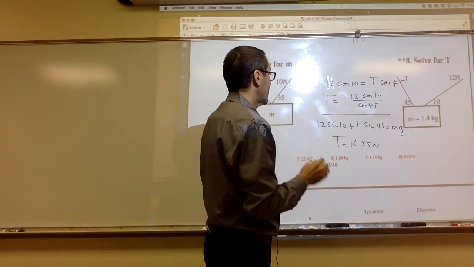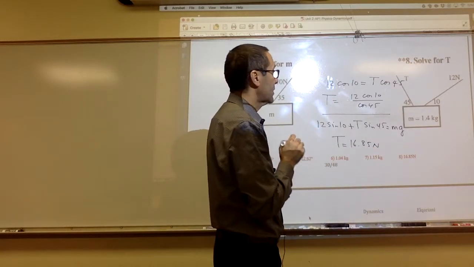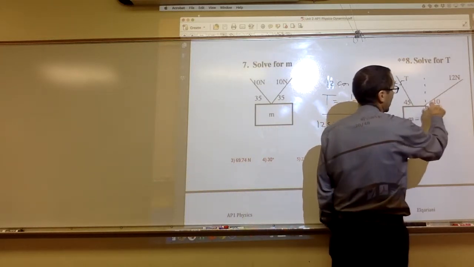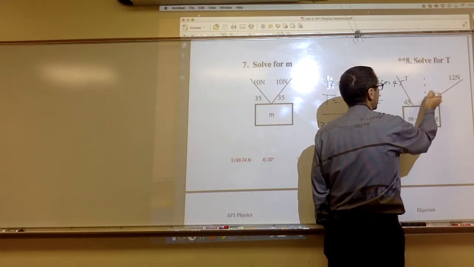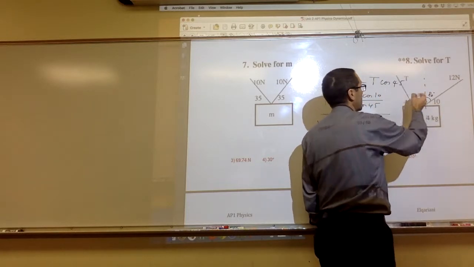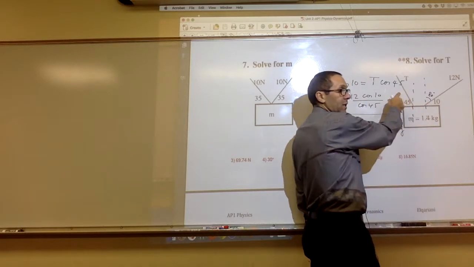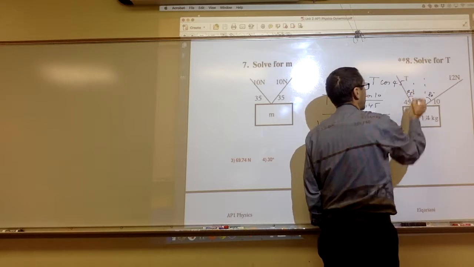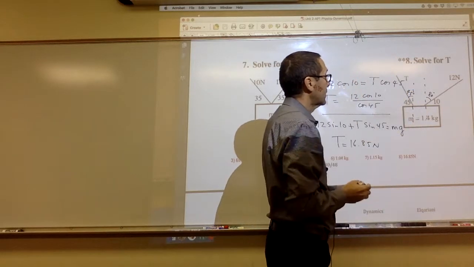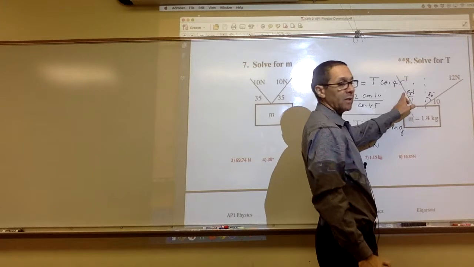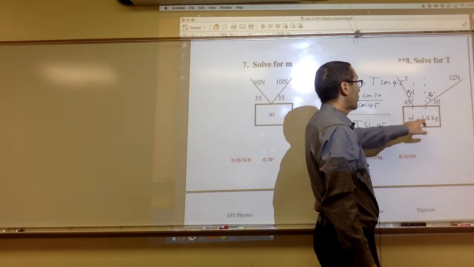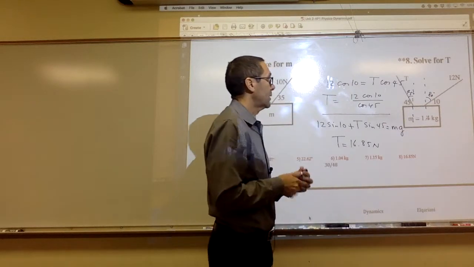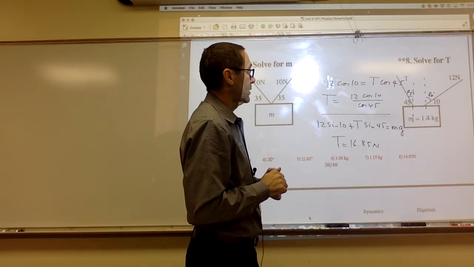Okay? Now, this should have been expected to be greater than 12. And the reason is this string here makes an 80-degree angle with the vertical. This string here to the left is more vertical because it only makes 45 degrees with the vertical line. Which means that the one on the left supports more of the 1.4 kilograms than does the one with the 80 degrees with the vertical.